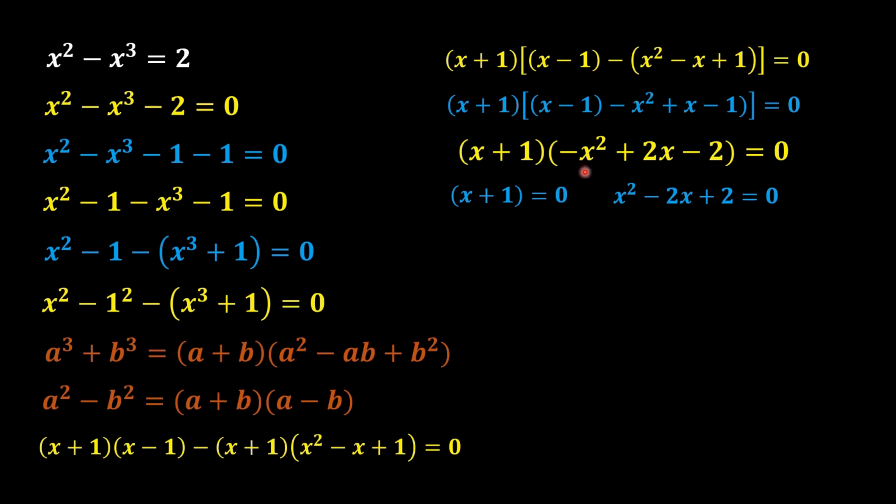As a result we should get minus x square will be plus x square, plus 2x will be equal to minus 2x and minus 2 will be equal to plus 2. Now we should find the value of x from both of these equations. This x plus 1 equal to 0 gives x equal to minus 1, because this plus 1 will go to the other side of the equation and convert into minus 1.